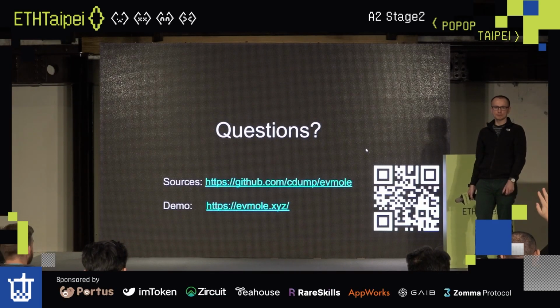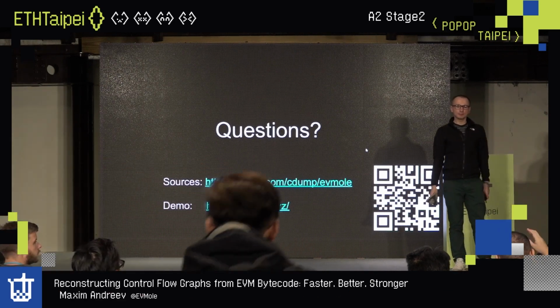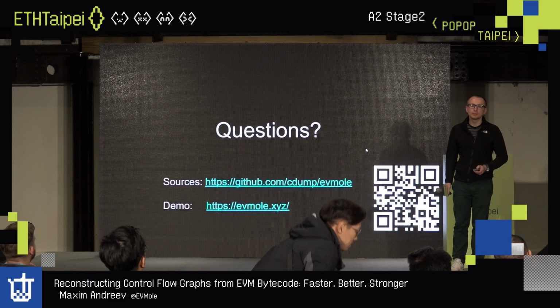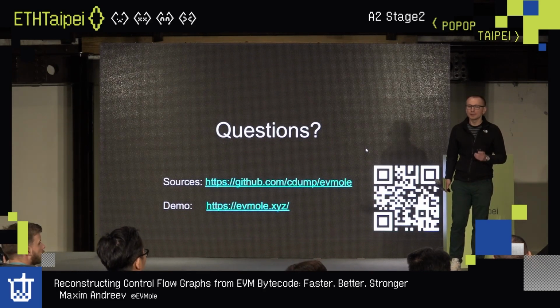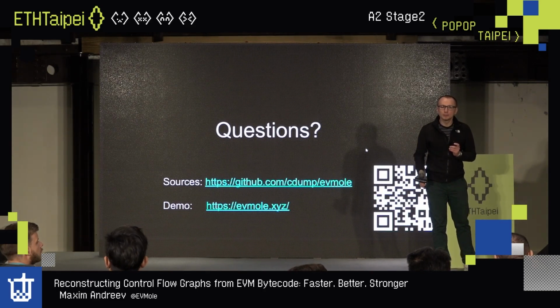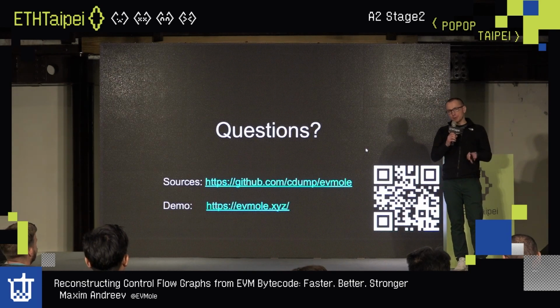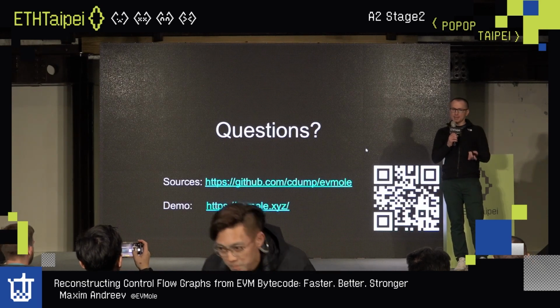Anyone has questions? Yeah. So how would the EVM object format affect your algorithm? It's not supported yet. I took a look into it. It's quite simple at first look to add it, but I postponed it just in case. Maybe it will be released, and I will implement it. It's trivial to add.